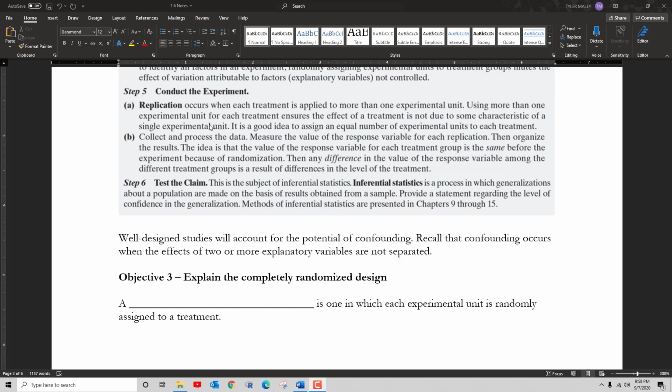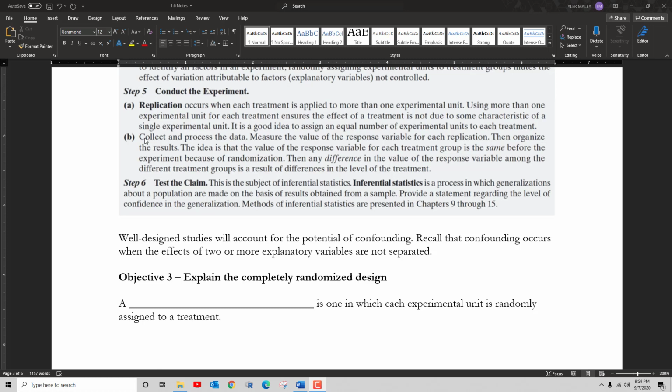So then step 5 is to conduct the experiment, right? We can have replication, which occurs when each treatment is applied to more than one experimental unit. Using more than one experimental unit for each treatment ensures the effect of a treatment is not due to some characteristic of a single experimental unit. So it's a good idea to assign an equal number of experimental units to each treatment, right? So we want to have, let's say, 20 people in each treatment group or whatnot. We want to have an equal number.